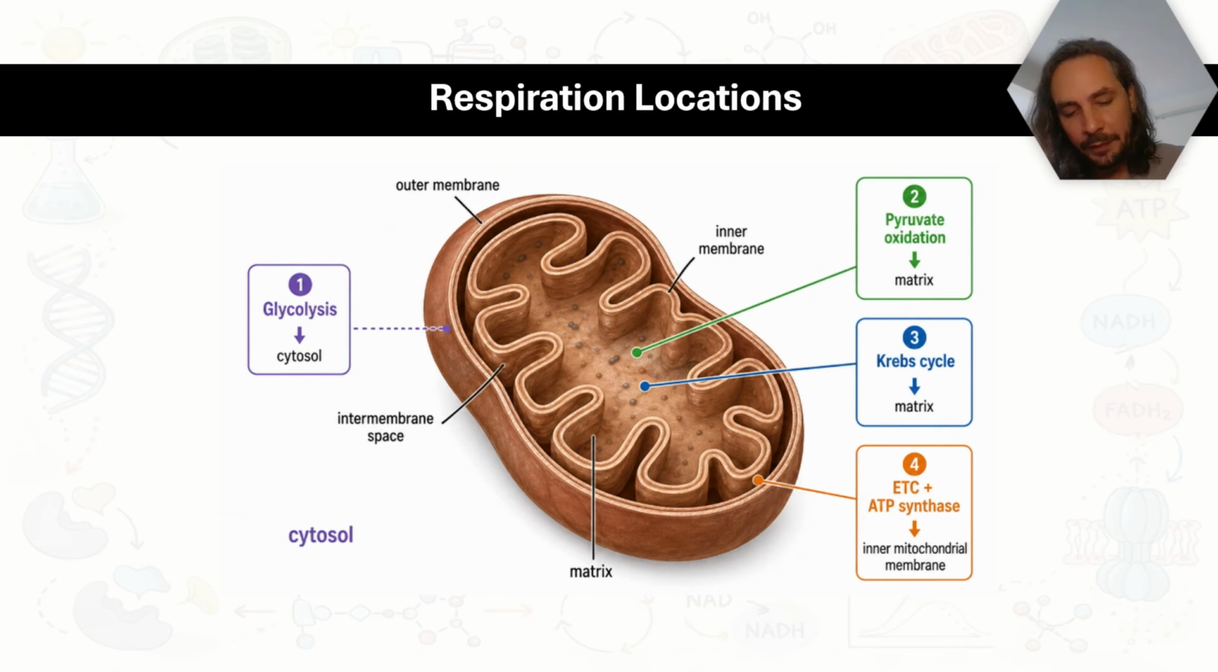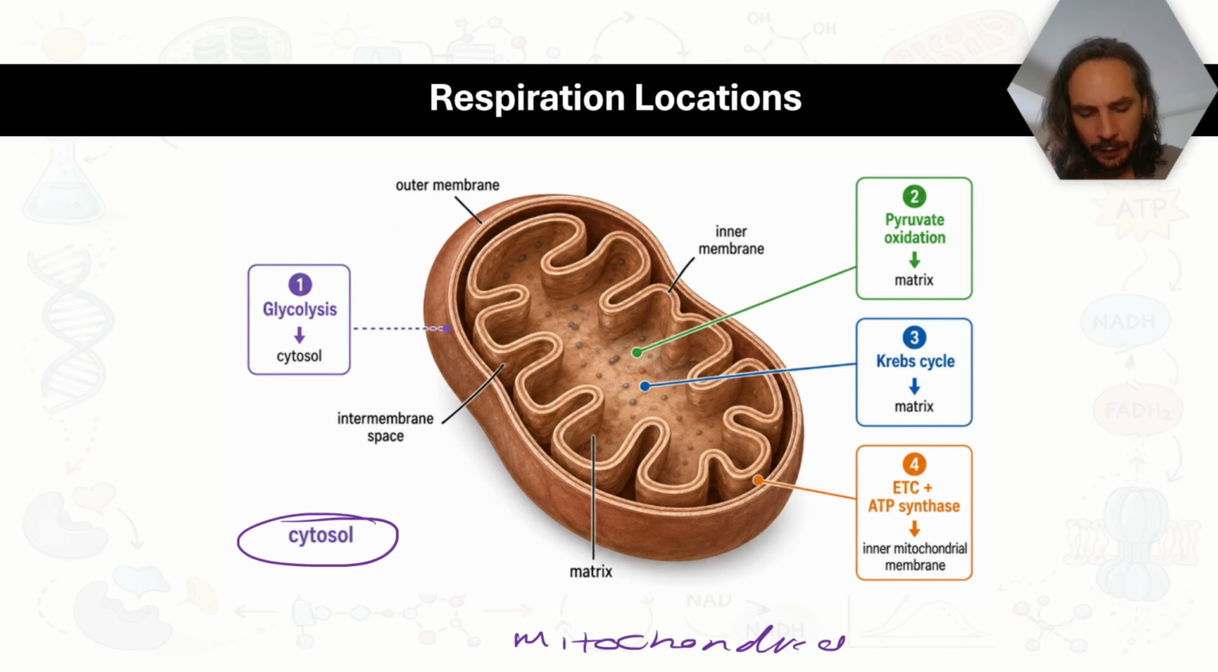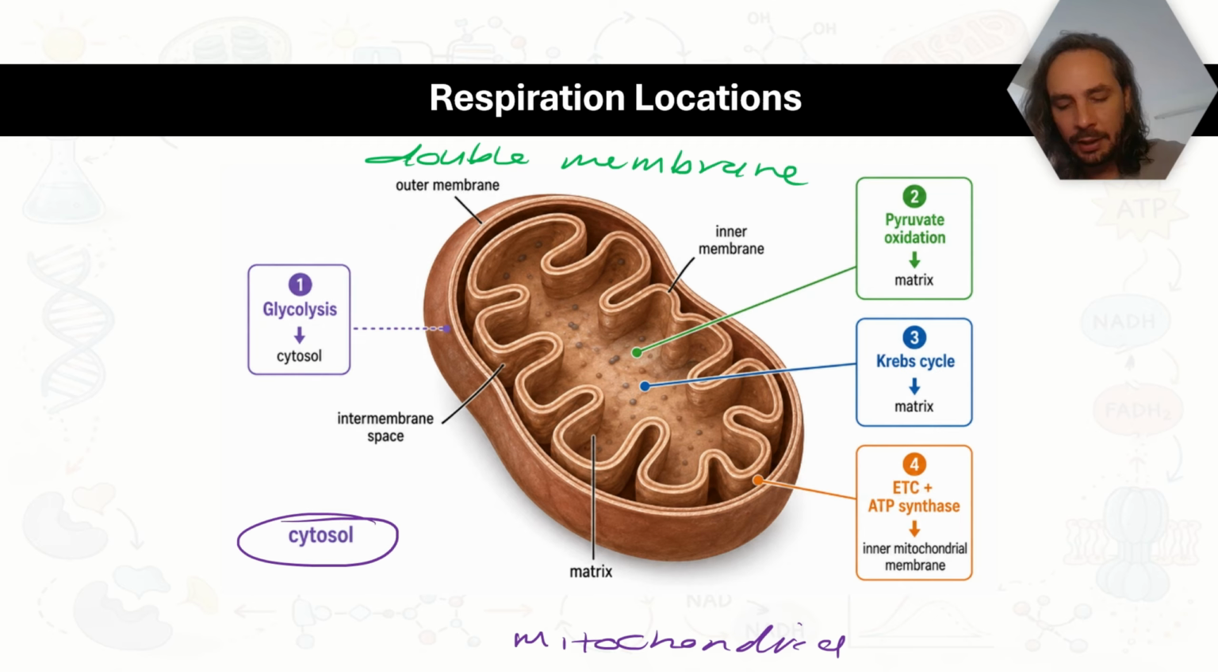Respiration happens in two places. It happens in the cytosol, and it also happens inside the mitochondria. Now, we've already learned that the mitochondria is also a double membrane structure, meaning it has an inner and an outer membrane. This is the inner membrane and the outer membrane. And then in between, it has something called the intermembrane space, which is very important.